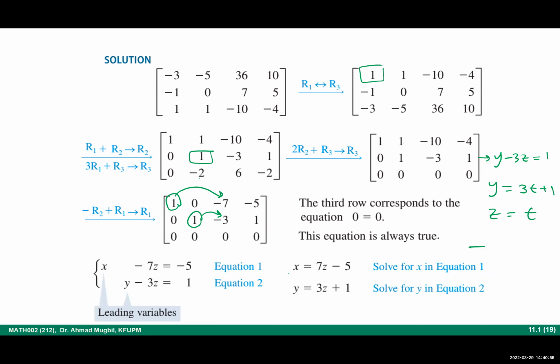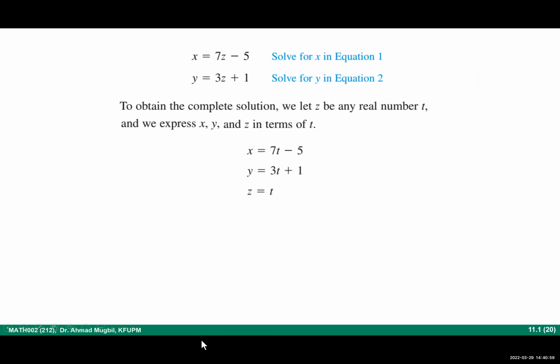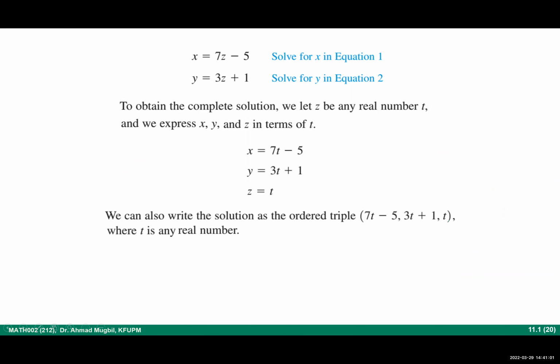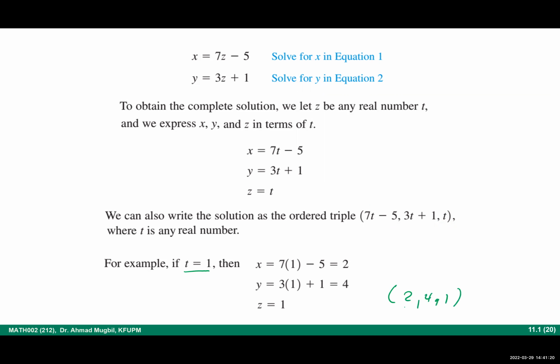Look, this is x, this is y. And the form of the infinitely many solutions will be like this: z is t, y is 3t plus 1, and x is 7t minus 5. Now you can choose t to be any real number, and x and y will result from the value that you choose. For example, if t is 1, you have this solution, 2, 4 and 1. So this is one of the infinitely many solutions.